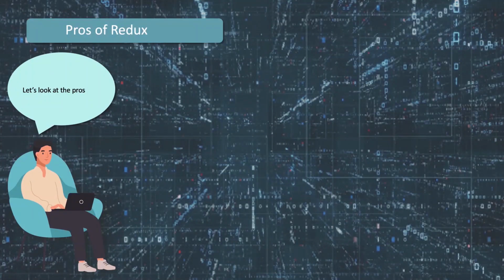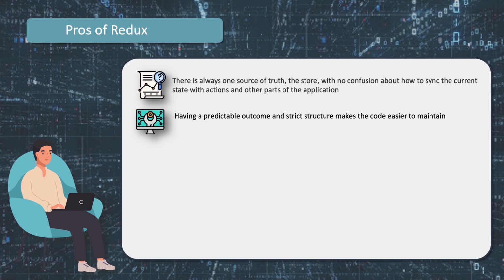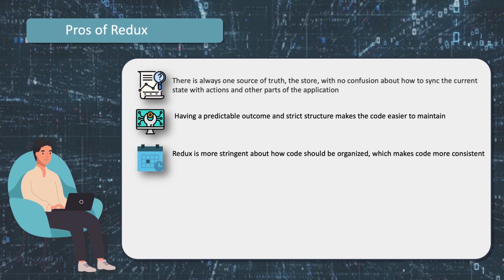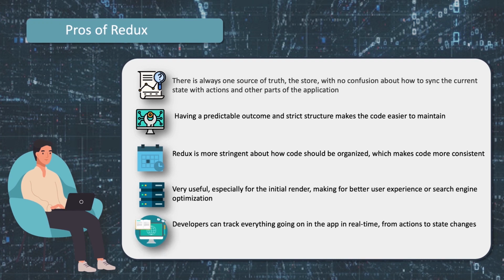A pro for working with Redux is that Redux provides a single source of truth, which is the store. So there's no confusion over where you're getting your values. This then leads to having a predictable and strict outcome. Redux is more stringent about how the code is organized. This makes it easier to onboard developers because there is a very structured way of writing Redux code. This also makes it easier for the initial render, which allows you to make your solution really optimized as an experience. And then finally, developers can track everything that's going on inside the app in real time.